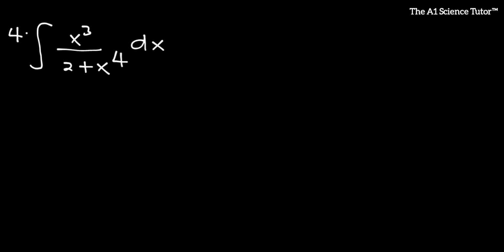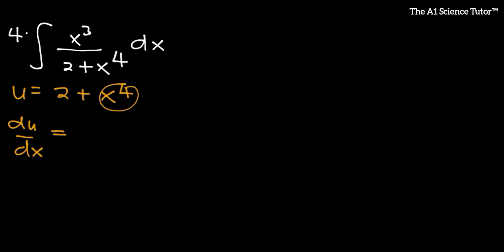How can you solve this? So the first thing I'm going to do, I would actually make the whole stuff here to be as u. So that is going to be u, and this will be equal to 2 plus x to the 4th. So next up, I need to differentiate it with respect to x. And that is going to be the differential of 2, that is going to be 0. And the derivative of x to the 4th should be 4x to the 3rd.